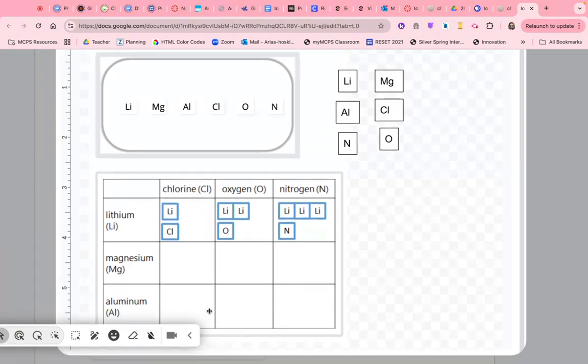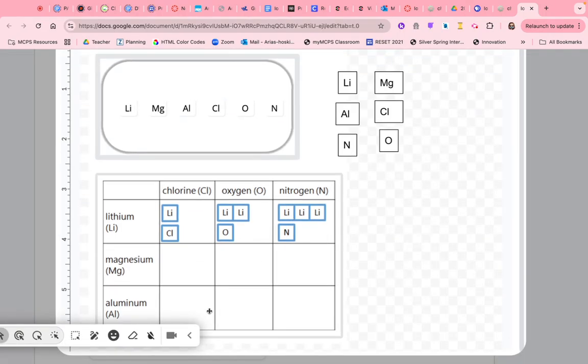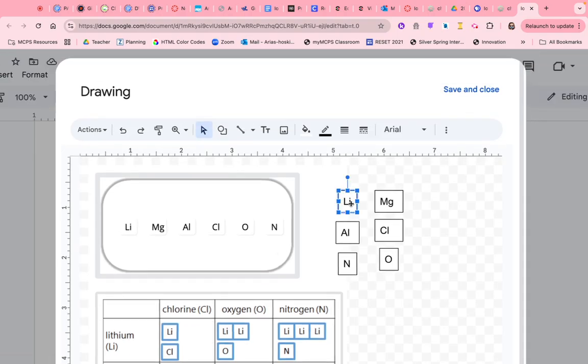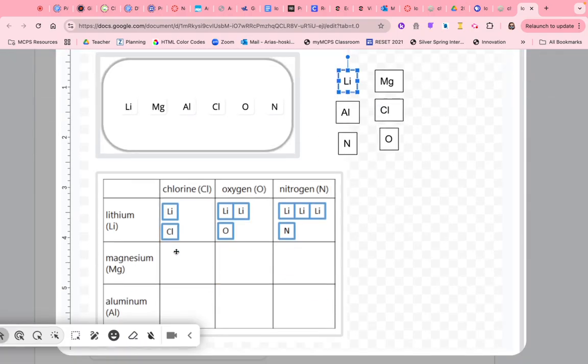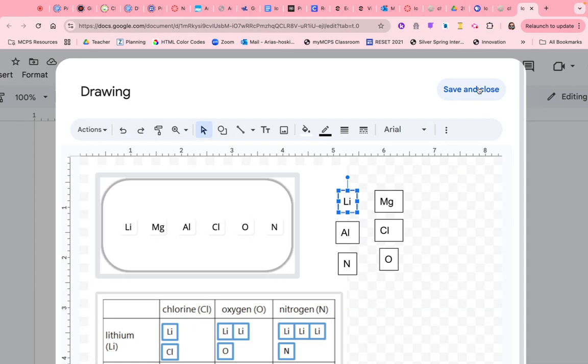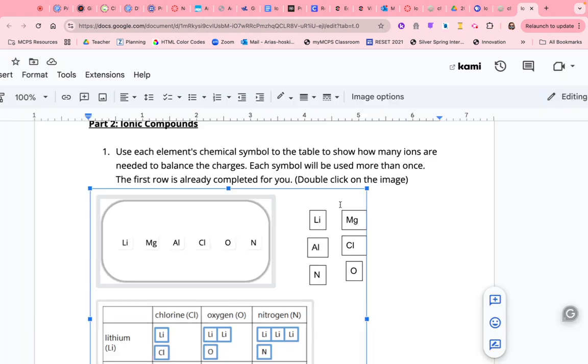Now, you're going to be doing the same thing for magnesium and aluminum. The rest is on you guys. You're going to grab it in here, copy and paste it, and use it here at the bottom, okay? All right, make sure to click Save and Close. If not, all your work is going to be lost.